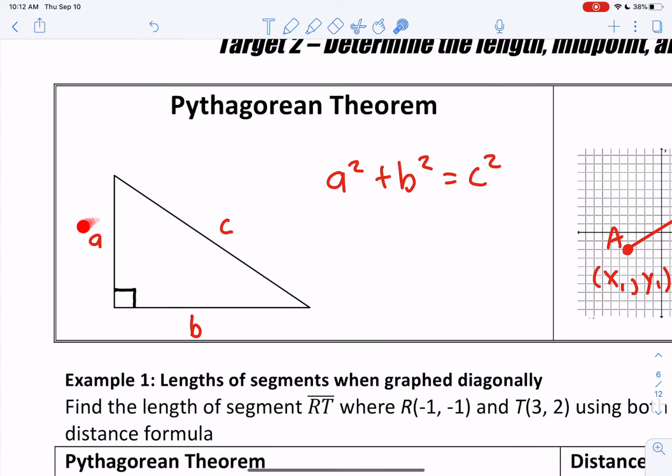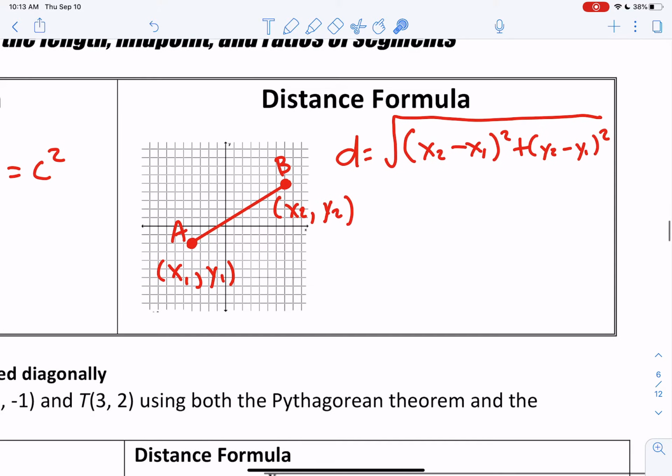Now A and B, the 2 sides that make the right angle, are called the legs, where C is called the hypotenuse. And the Pythagorean theorem works that if I take the 2 legs, A and B, A squared plus B squared is going to equal C squared. All right, so pause the video and write down this formula.